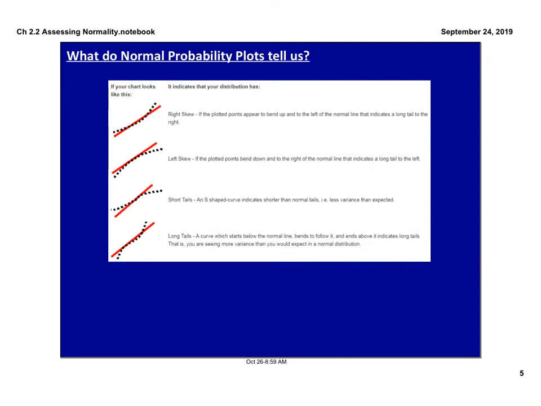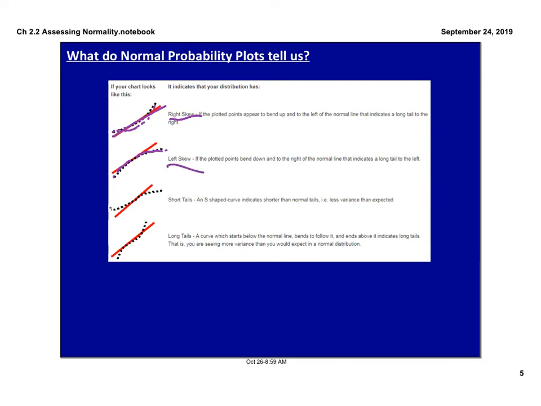So here are some examples. You can see that we're looking at 4 different examples here of data. So the first one, your data kind of starts here, curves down a little bit, then curves back up. You want it to be that red linear line. When it curves concave up like this, that's a right skewed distribution. It says the plotted points appear to bend up to the left of the normal line. Okay, that indicates that it tails off to the right. When it concaves down like this, that's a left skewed distribution.